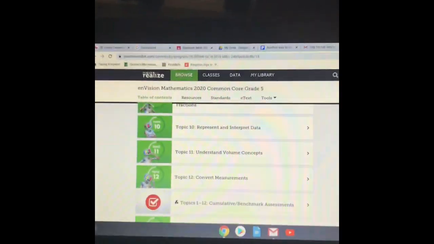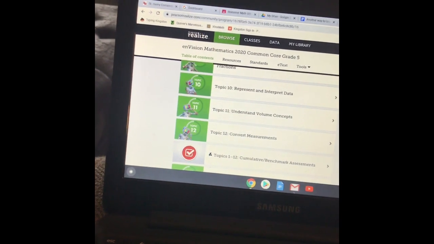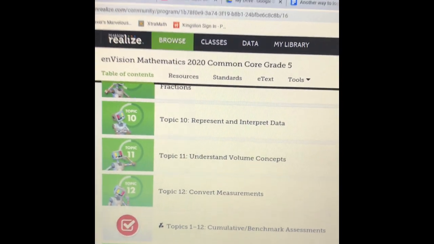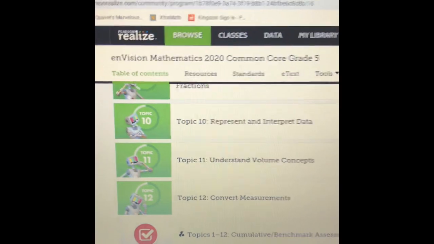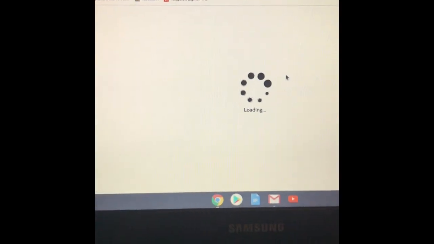Hey, fifth graders. Okay, so we are ready to start topic 12 in your book, called Represent and Interpret Data. However, on the computer, it's going to be topic 10. We don't have the newest version, I guess is the best way to say it. But I wanted to show you this website.